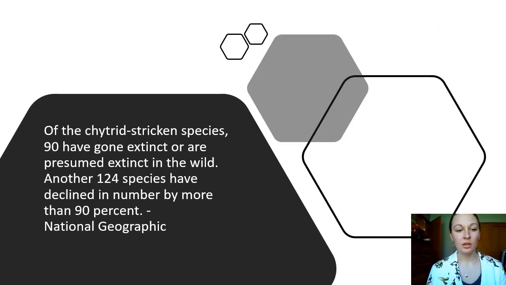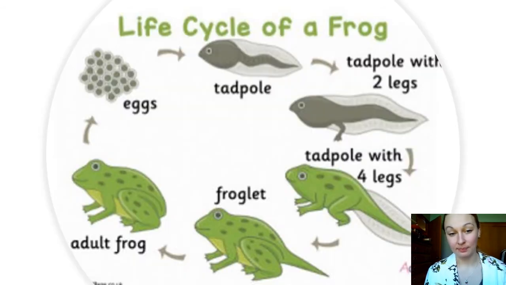And that is awful. That is a large majority of that genus is now extinct, most likely due to this fungus. So of the chytrid-stricken species, 90 have gone extinct or are presumed extinct in the wild, while another 124 have declined in number by more than 90%.